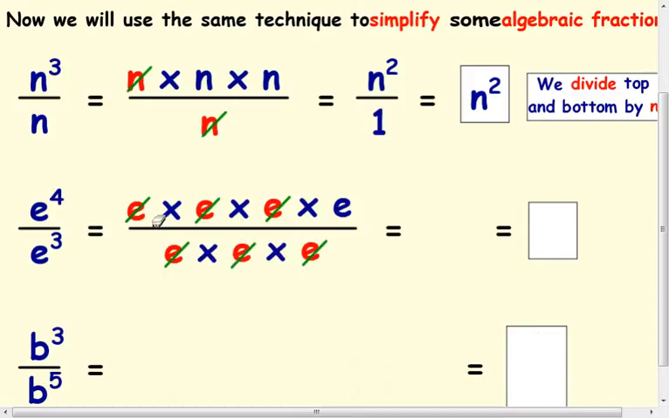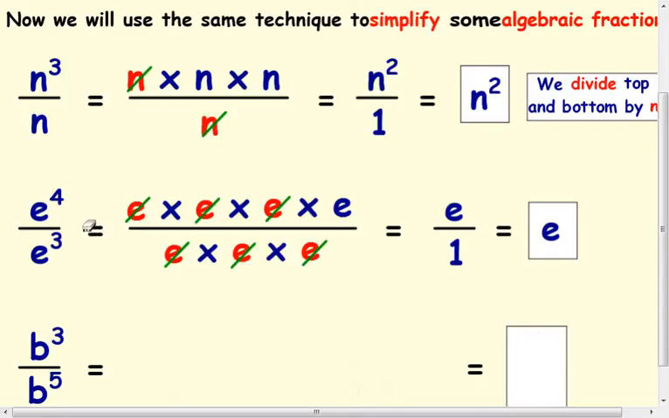Now you can divide top and bottom by e, and cancel one pair out, and do it again. Divide top and bottom by e, cancel one pair out. Divide top and bottom by e, cancel one pair out. So what you're left with at the top is e, and in the bottom, all of this divided by all of this is just 1. But we just write that as e.